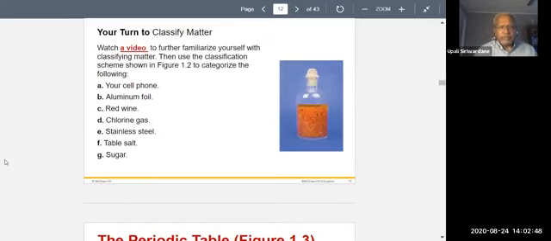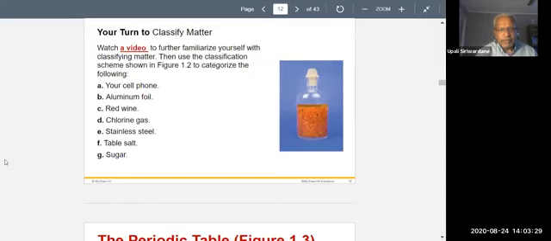Now, you don't have to watch the video. Let's answer the question. Categorize the following using the schemes that we learned. Your cell phone is what kind of category of matter? It's made out of components that are also complex mixtures. So definitely your cell phone is a complex mixture of various materials.